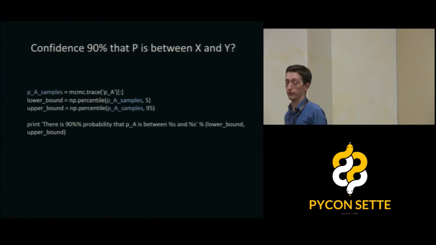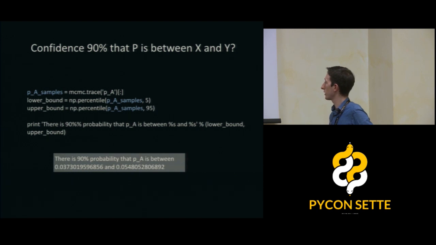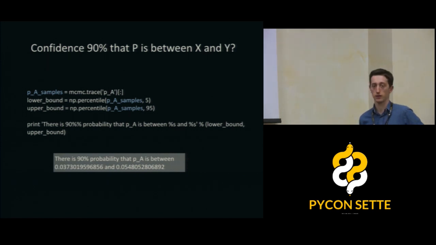Now it's very straightforward to do, because we have this trace here, which is just an array of realizations of these random variables. The size of the array is something that we defined before as the sample size of the numerical approximation. The lower bound and the upper bound we just compute as the 5th percentile and 95th percentile. In this case, there is 90% probability that PA is between 3.7% and 5.4%. So it's a nice way to have this kind of clean statement, very easy to read and to understand.